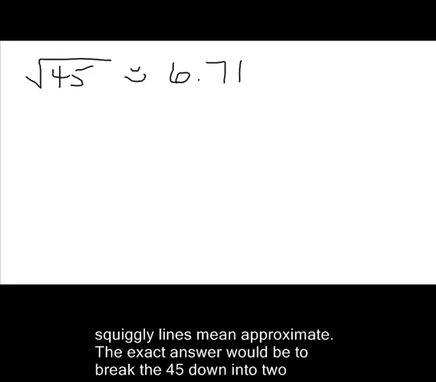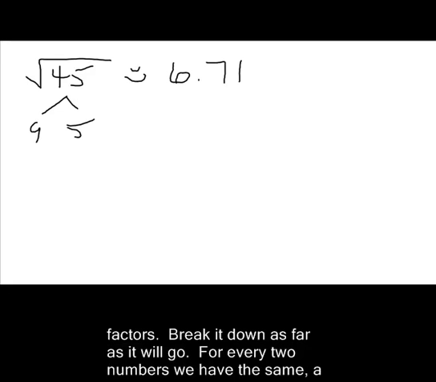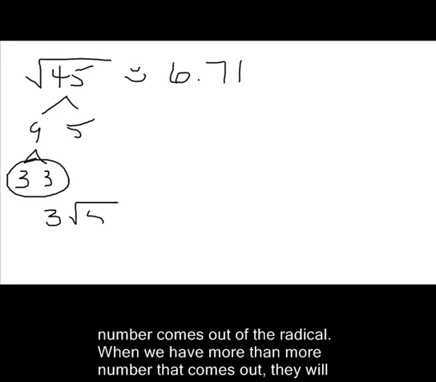The exact answer, for those of you who may be going on further into math, would be to do something you've done previously in math classes and take the 45 and break it down into its factors. Break it down as far as it will go, and for every two numbers that you have the same, a number comes out of the radical. So the answer to that one would be 3 square root of 5.